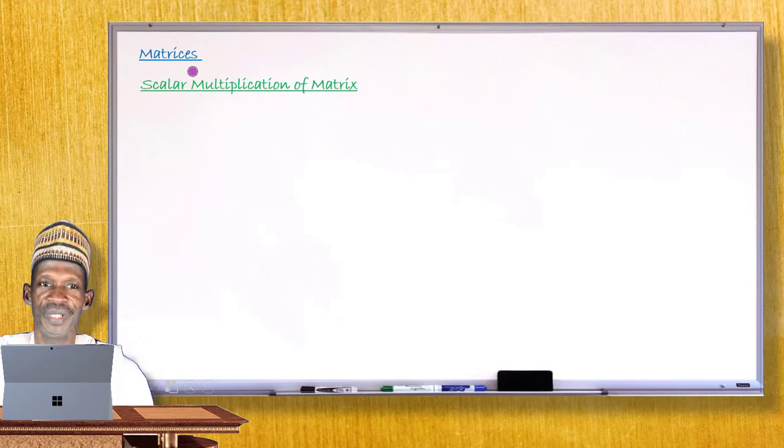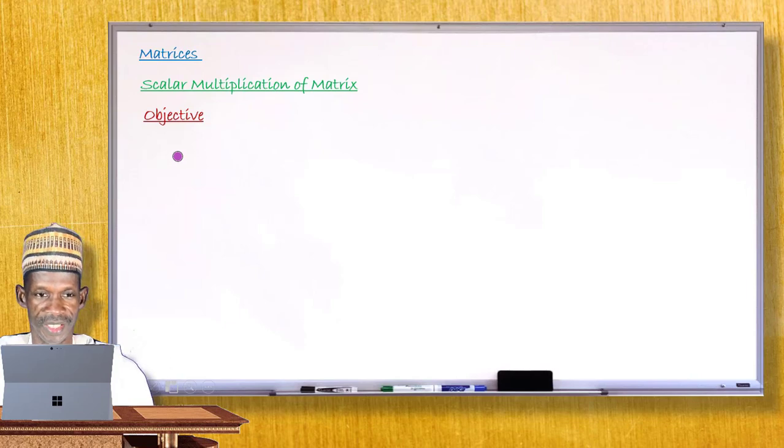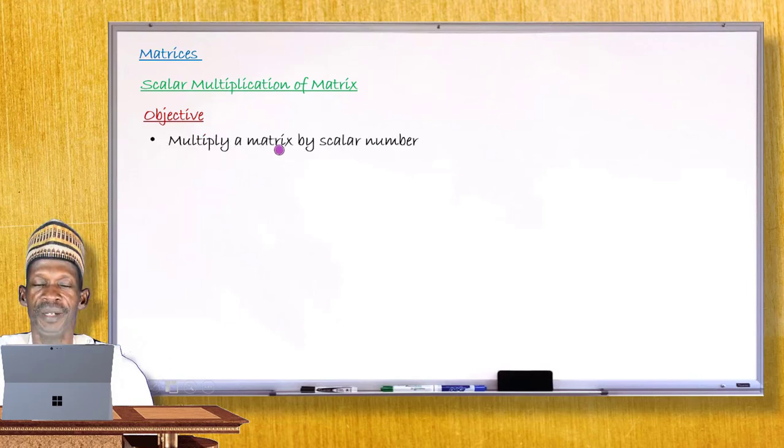Today, in continuation with your main topic, that is matrices, what you're going to learn today is how to perform scalar multiplication of a matrix. So let's begin. After completing the lesson today, my dear student will be able to multiply a matrix by a given scalar number. This is what I hope you'll be able to do after completing the lesson today.